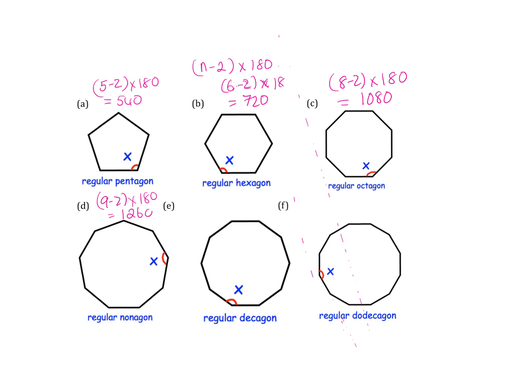Good. E. 10 take away 2 is 8, and 8 times 180 is 1440. Excellent. And your last one. 11 take away 2 is 9, then 9 times 180 is 1620. Absolutely perfect.